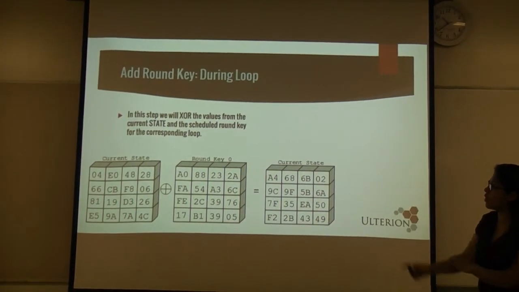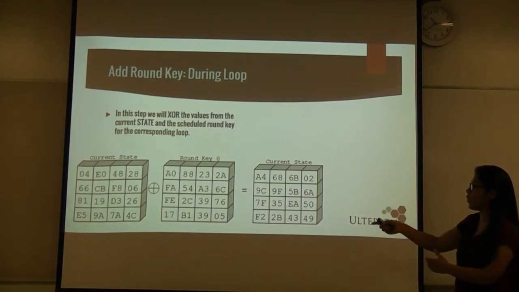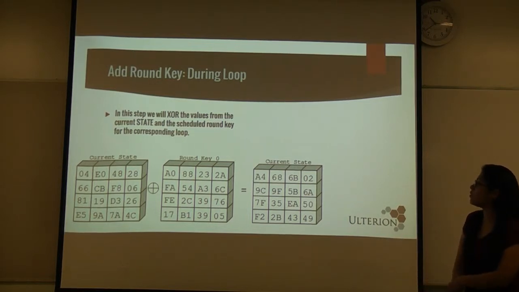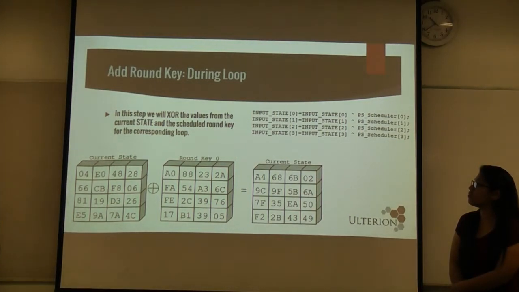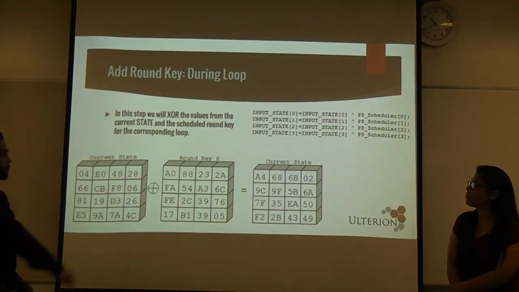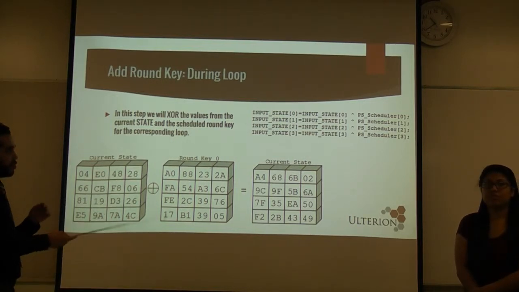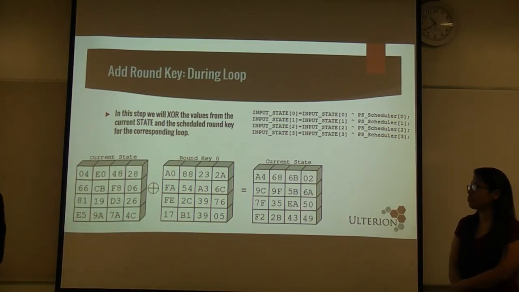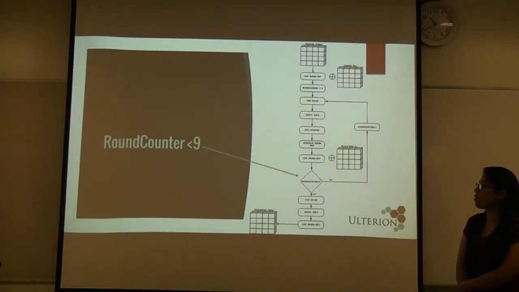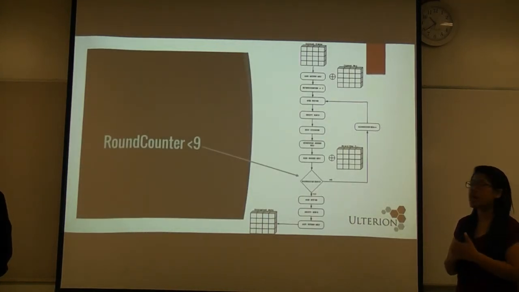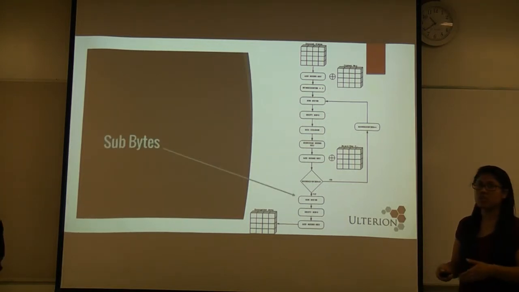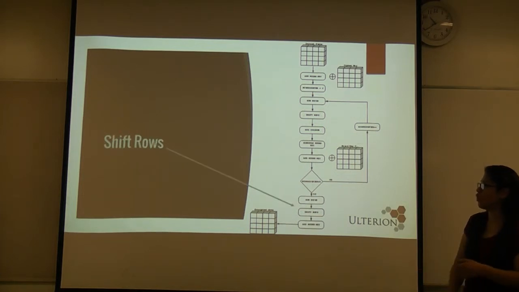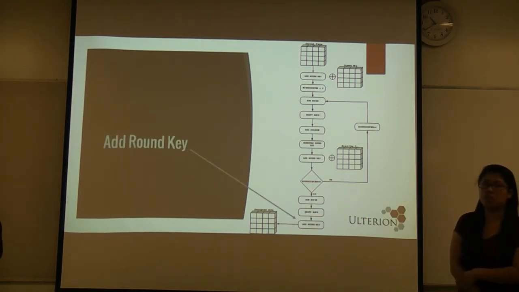So here, you're XORing the current state with the round key, and then you get your current state. It's the same Verilog code that we did in the first step: we take the current state and the current key, XOR them, and store the result in place of the input state. Then you check if you've looped 9 times already. If you have, you exit the loop, go into SubBytes one more time, shift rows, and add the round key for the last time. My goodness.